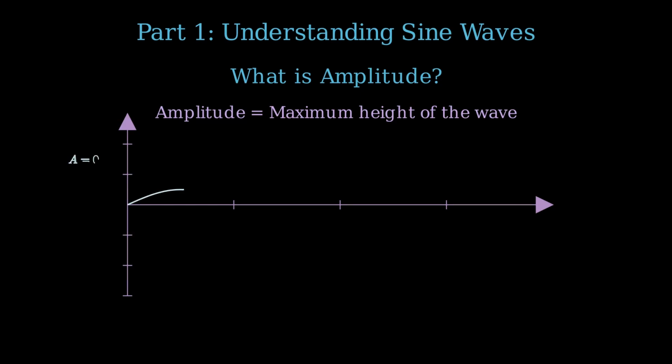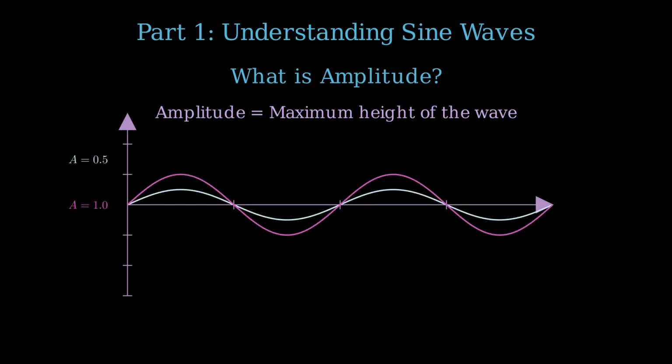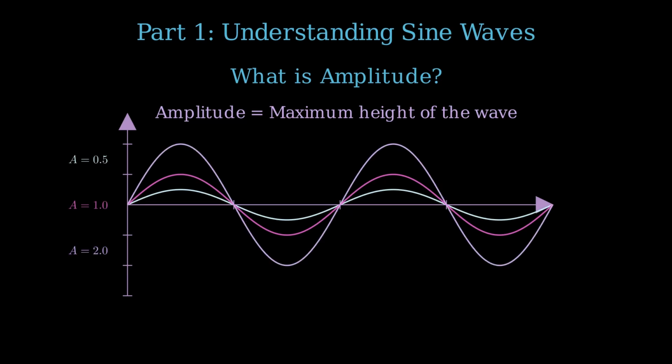If we plot sine waves with different amplitudes, you can see how the peak height changes. A smaller amplitude means a shorter wave, while a larger amplitude results in a taller wave, signifying more intensity.